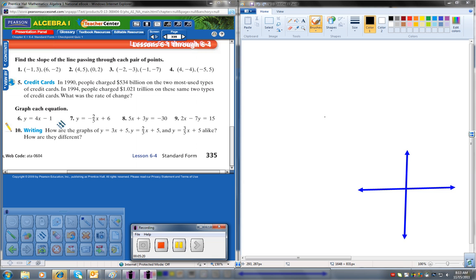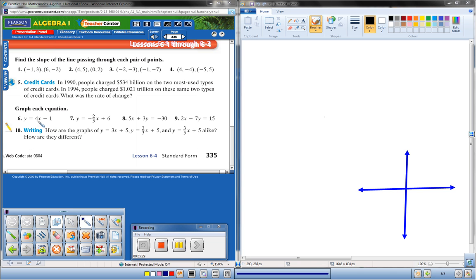I'm going to graph questions 6 and 7 by using the slope-intercept form. Question number 6, the y-intercept is -1, so I can put a dot there. The slope is 4, meaning to go up 4 and over 1, and then all I need to do is connect those 2 points with the line. You'll just have to trust me that I've counted correctly. You should be able to see your graph and see that that's the case.